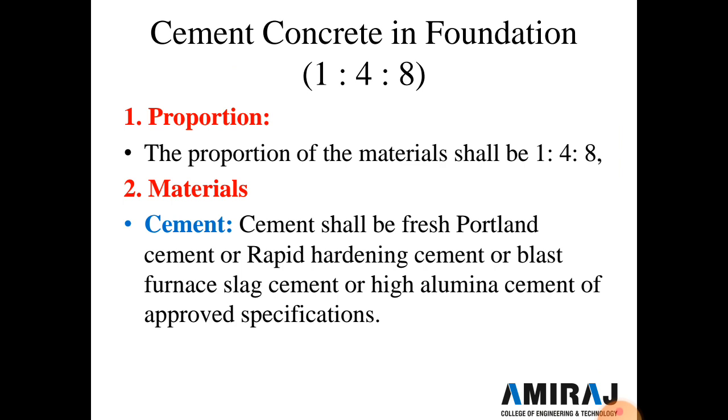Here we take a ratio of 1:4:8. First we discuss the proportion. The proportion of the material shall be 1:4:8, meaning 1 part of the cement, 4 parts of the sand, and 8 parts of the aggregate, calculated by volume.